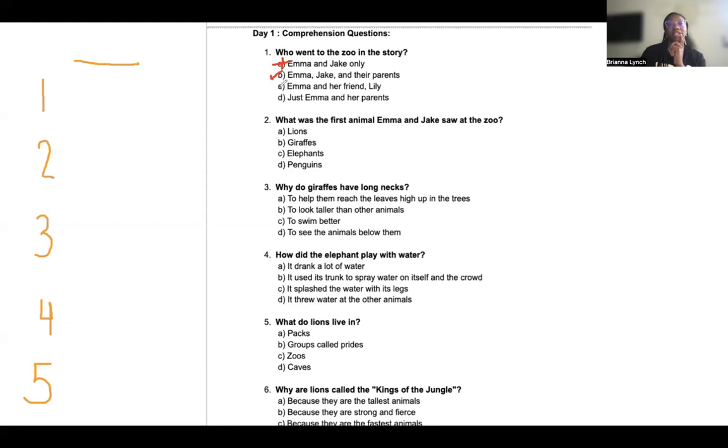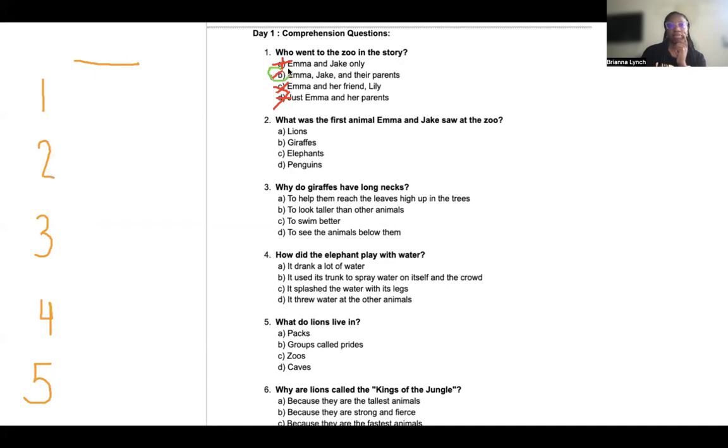Emma and her friend Lily. Did they talk about Lily in the story? No. Just Emma and her parents? No, because they also mentioned Jake. So now we have our right answer, right? So now we can go and we can circle it.